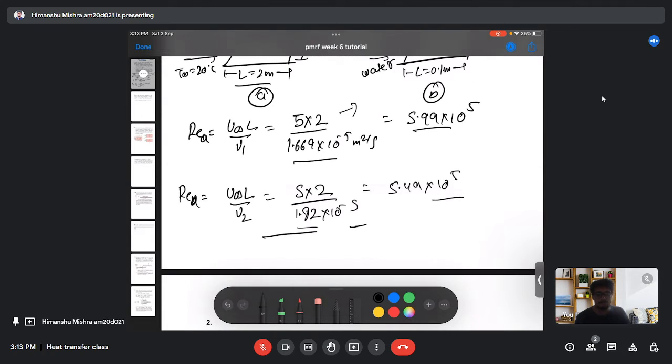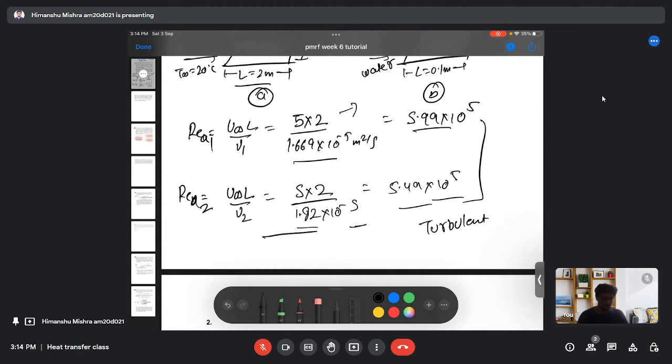So the properties of the air will change due to that, like density and viscosity. So I have found the two Reynolds numbers, let's say Reynolds number 1 and Reynolds number 2. One Reynolds number is for the 50 degrees Celsius and one is for the 80 degrees Celsius surface temperature. And in both cases, the Reynolds number is more than the critical Reynolds number. That means the flow is turbulent in nature. So I have a turbulent flow for both the cases.